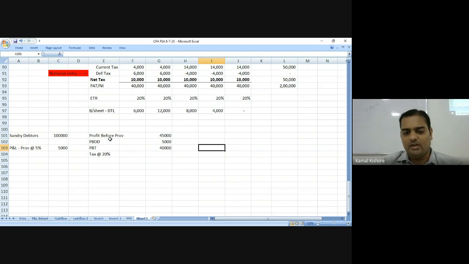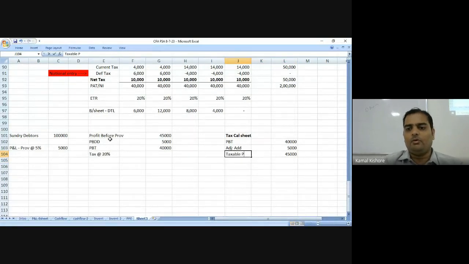But I will go to the tax calculation sheet. PBT is how much? 40,000. Profit before provision is 45,000, provision for bad and doubtful debt is 5,000, so net profit before tax is 40,000. PBT I am taking as 40,000 here. Add back this 5,000, so taxable profit is 45,000. Tax at 20% is 9,000.